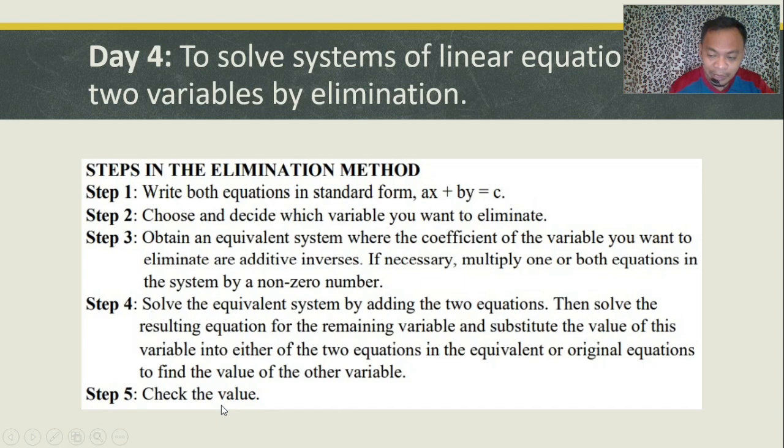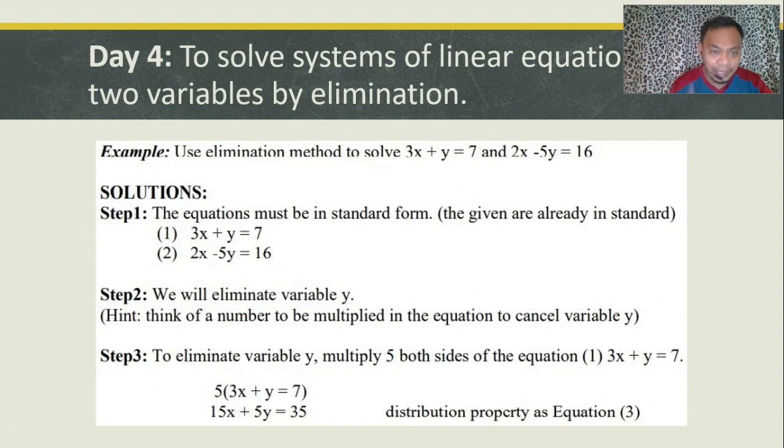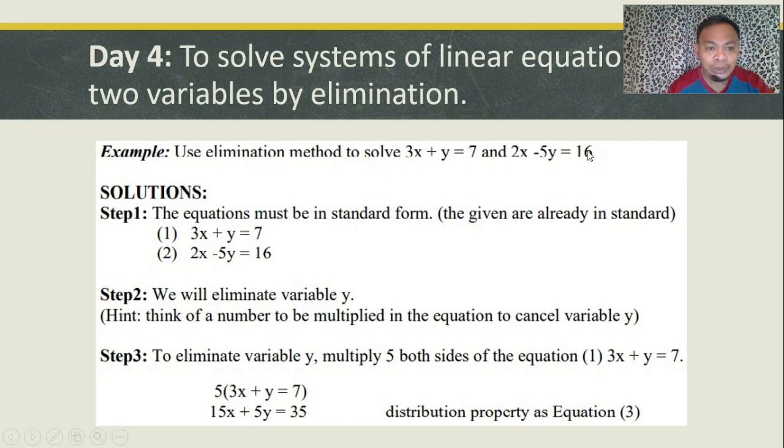Okay, so para po mas maintindihan po natin, we have here the example. Use the elimination method to solve 3x plus y is equal to 7 and 2x minus 5y is equal to 16. Okay, so for step 1, the equations must be in standard form. So since yung given equation po natin, 3x plus y is equal to 7 and 2x minus 5y is equal to 16, ay naka-standard form na po siya, so no need to rewrite it into standard form, di ba? So, we have our equation number 1, 3x plus y is equal to 7, and our equation number 2 is 2x minus 5y is equal to 16. That's for our step 1.